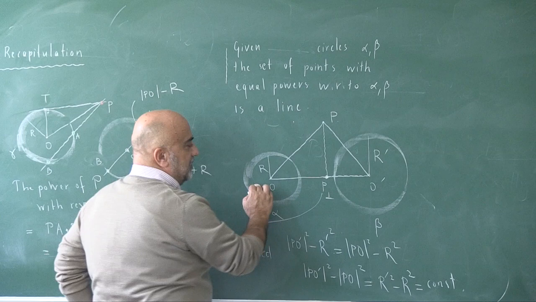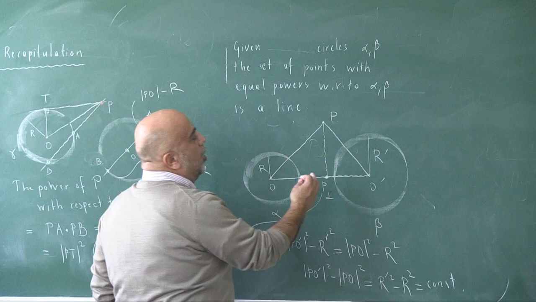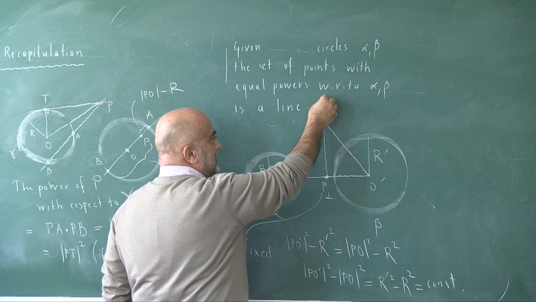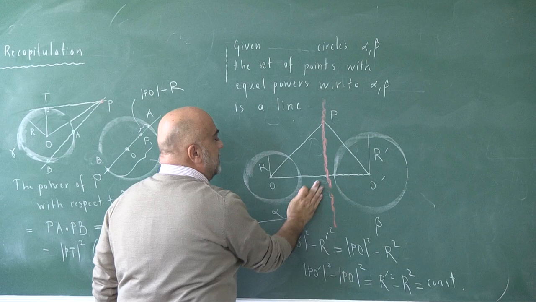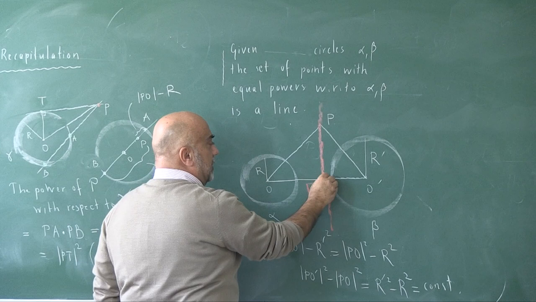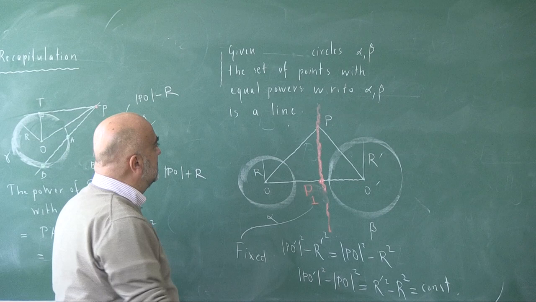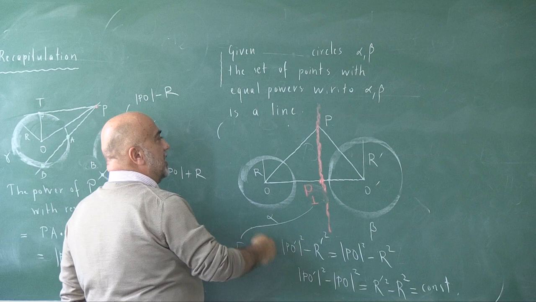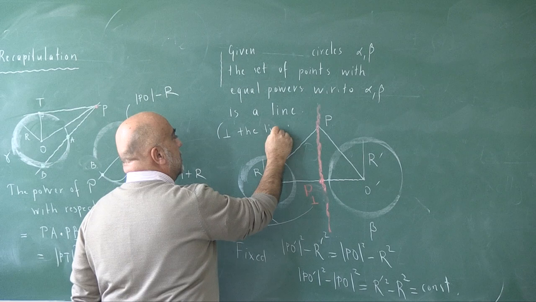So the set of points which have the same power with respect to these two circles is in fact a straight line. It is exactly the line perpendicular to the straight line OO prime at the point P perpendicular. Okay, so that's a straight line. We have found that this line, and I have two remarks to make, is a line which is perpendicular to the line of centers, the line joining the centers. This will be important.